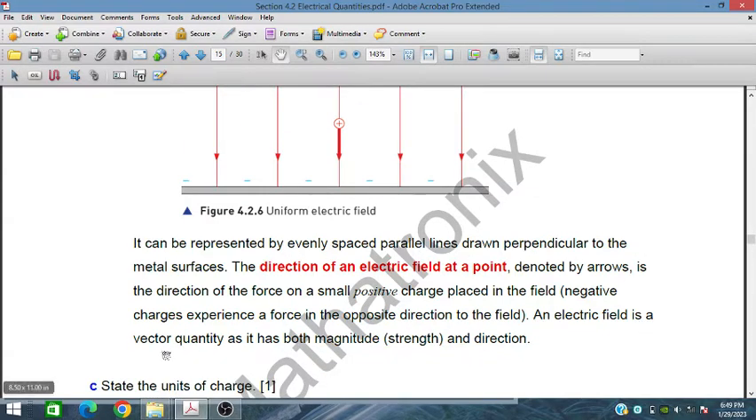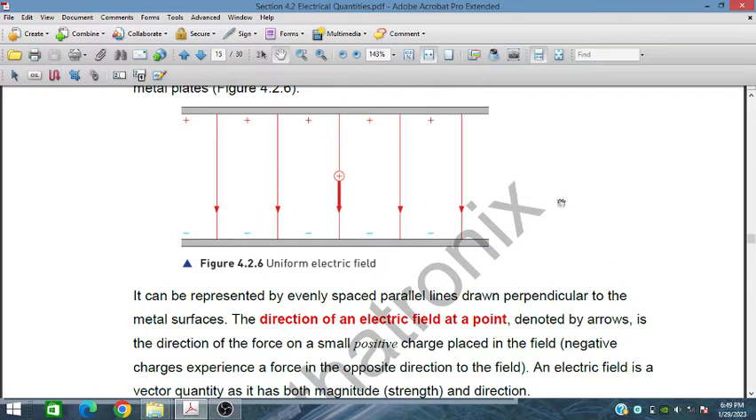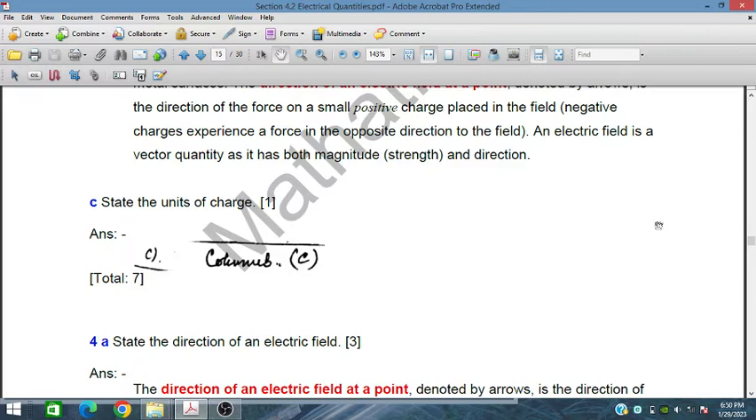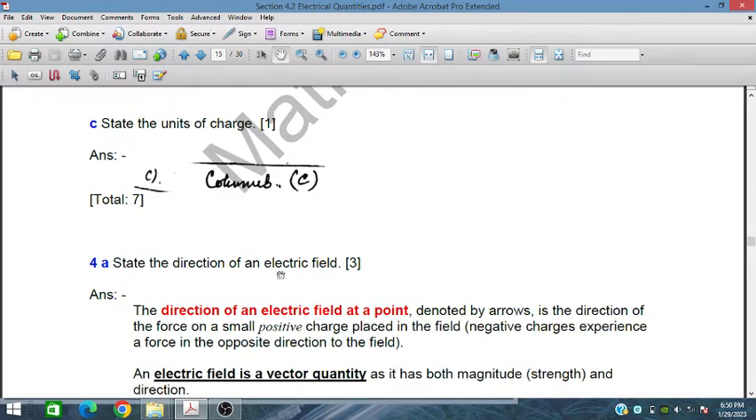Electric field is a vector quantity as it has both magnitude and direction. So this is direction and magnitude, the strength. If we bring this closer, it will experience more force. So magnitude and direction are both there. The unit of charge is always the coulomb. Charge is always defined in coulombs.